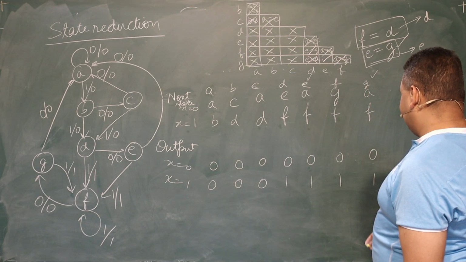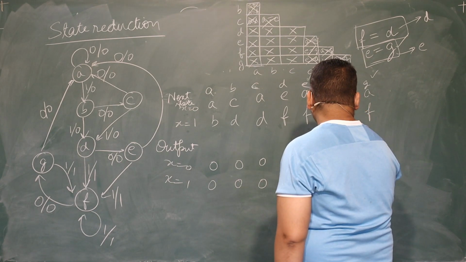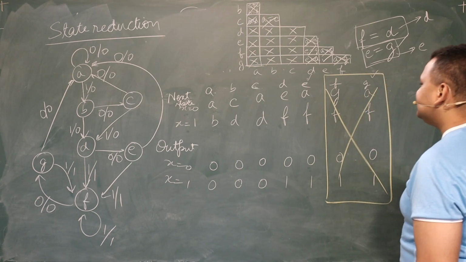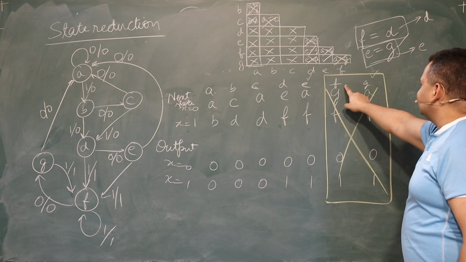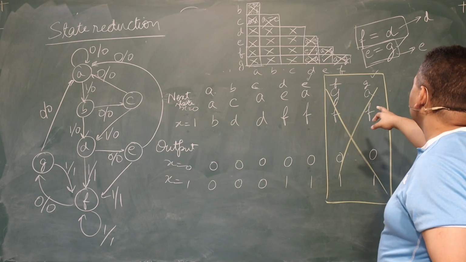So if you were to look at these two states that are equivalent to each other, we can get rid of this whole thing. This is now gone. We'll never go to state F or state G.